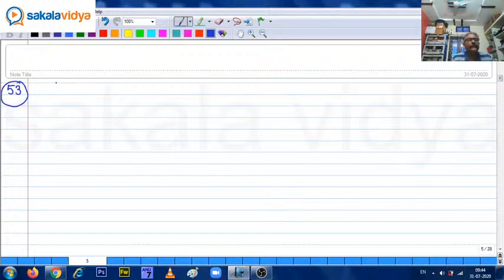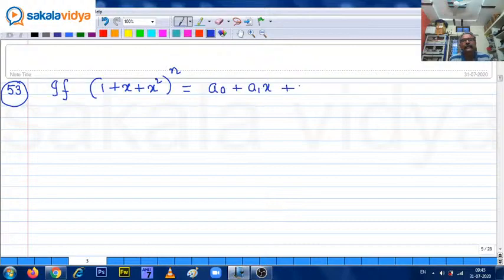Question number 53. If 1 plus x square whole to the power of n equals a0 plus a1x plus a2x square and so on plus a2n x to the power of 2n. Okay, Prasad, I will explain. Okay, you have another method. Just type it in the comment section. Right. 1 plus x square whole to the power of n equals a0 plus a1x plus a2x square plus so on plus a2n x to the power of 2n.